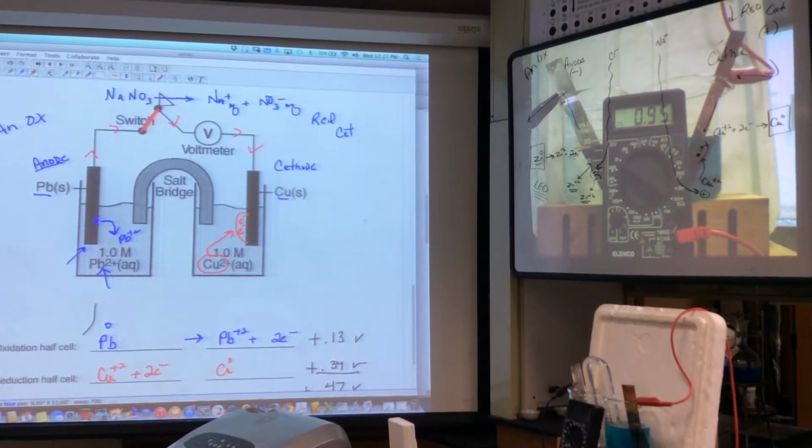So I've got Na plus. I don't think that comes out very well. Let's pick a different color because I can. So Na plus, okay, and then NO3 minus. Now, where do they flow?